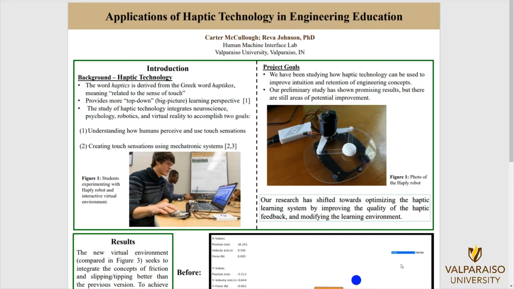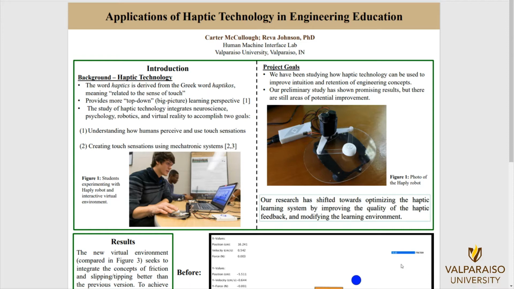To begin, let's start off with a brief introduction of haptic technology. The word haptics is derived from the Greek word haptikos, meaning related to the sense of touch. We would like to use this haptic technology to provide a more top-down or big picture learning perspective compared to traditional teaching methods like lectures and reading.